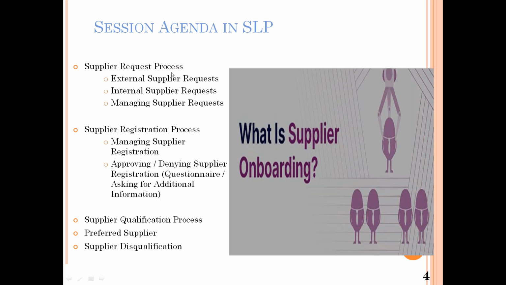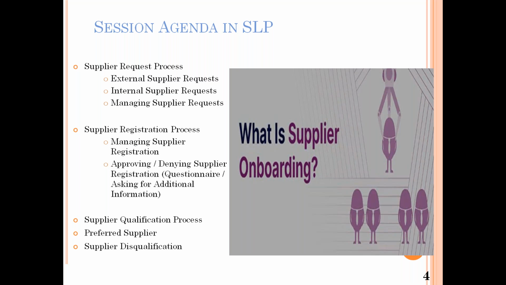In supplier request, we have different types of suppliers. We have external supplier requests, internal supplier requests, and managing supplier requests. So how are we going to manage those things? Basically there will be a template that we need to configure in the system, and in that template there will be a set of questionnaires which we will use for filling a kind of form, so that we can onboard that supplier successfully in the Ariba system. That is the supplier request process.